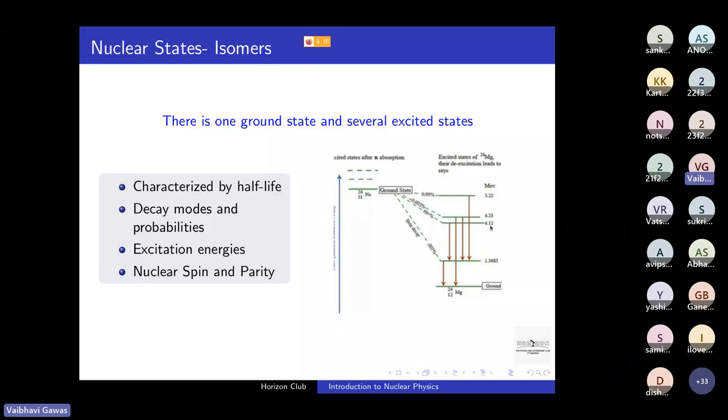Introducing the concept of isomers is basically to let you know that all these decays go into different states like this, and these states are again characterized by half-lives. They have different decay modes and probabilities, different excitation energies, and spins and parities. You can see that most of the higher energy states will end up decaying into lower states, coming to the ground state or the first excited state.